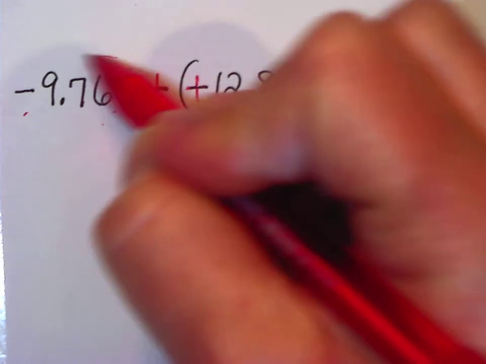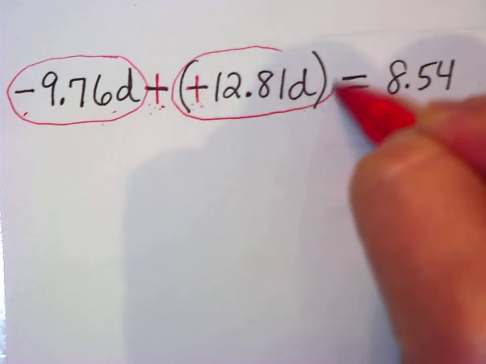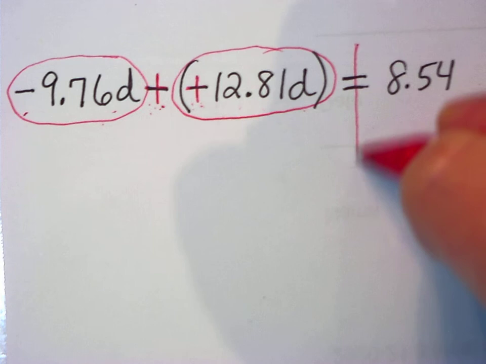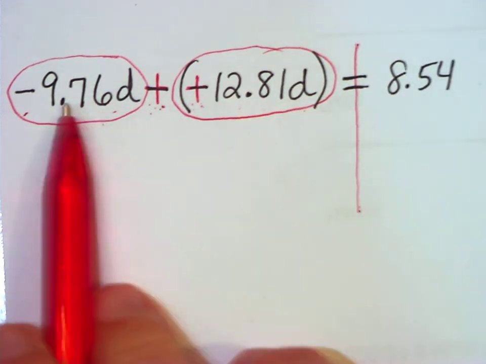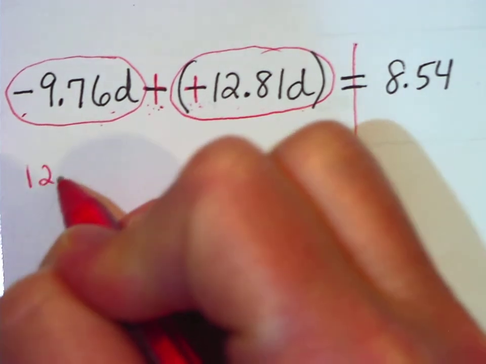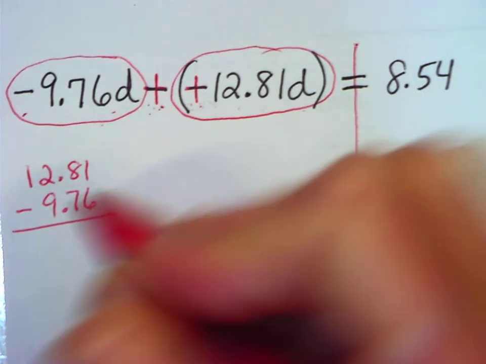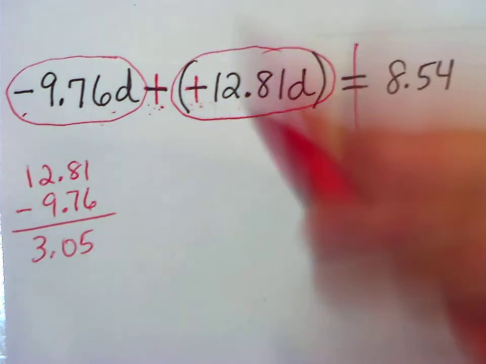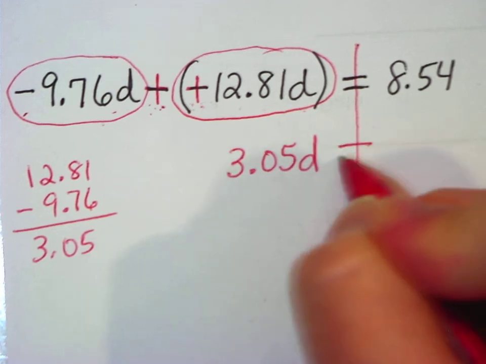Now, this has a D, this has a D. These are both like terms, so I need to combine both of these. They're on the same side of my equal sign. Now because one is a positive and one is a negative, since the signs are different, I'm actually going to subtract and use the sign of the bigger number. So if I do 12.81 take away 9.76 after I borrow, I get 3.05, positive 3.05, because the positive number is bigger. So I have positive 3.05d, bring down what's left.